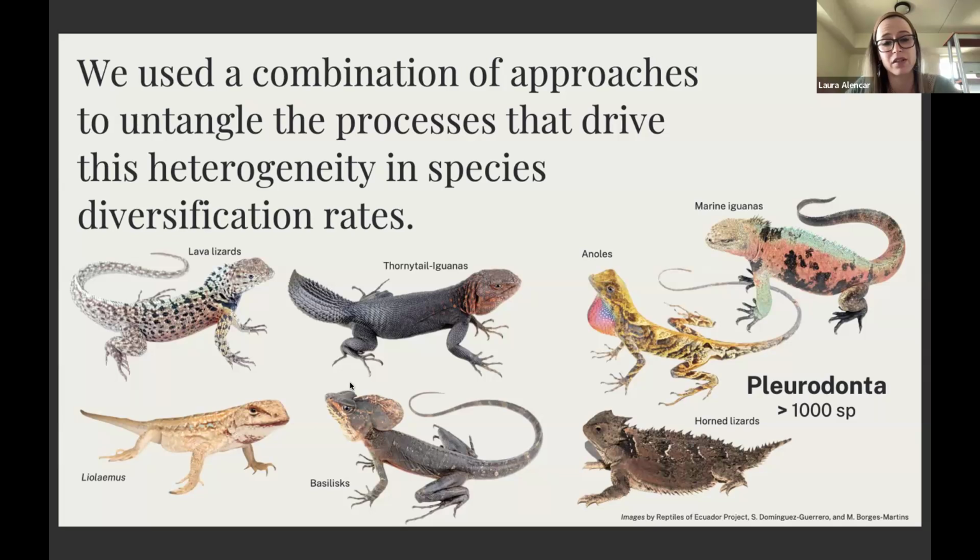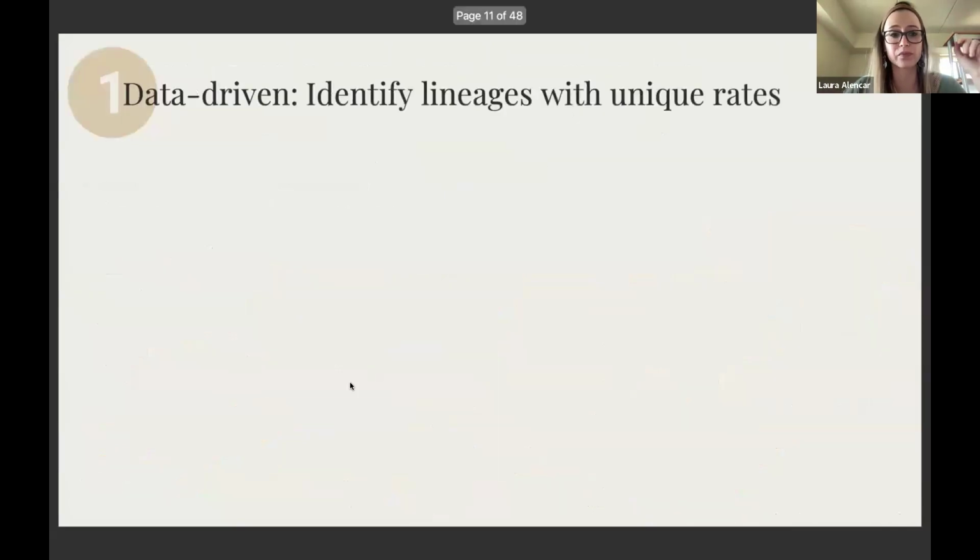Specifically in this study, we focus on the Pleurodonta lizards, which comprise a group of mostly lizards from the Western Hemisphere, a little bit more than 1,000 species. It's a group that comprises the famous anoles, the horned lizards, and iguanas, and also the predominantly Andean genus Liolaemus, which is actually going to be very important in this talk.